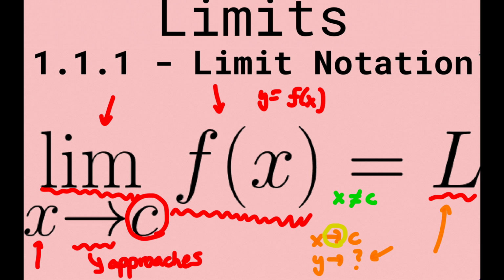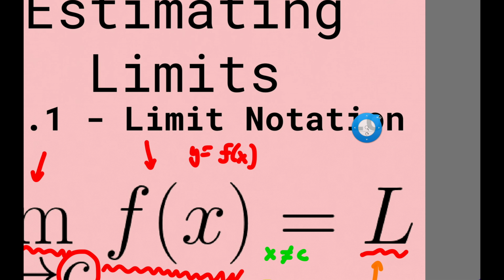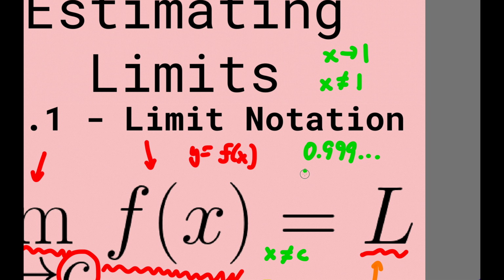So if I had an example, let's just write it up here, where x is approaching 1, that means x is not actually equal to 1, but it could be equal to 0.999 repeating. So you can just imagine 0.9 repeating, or you can imagine 1.0000 repeating with a 1 at the end of it.